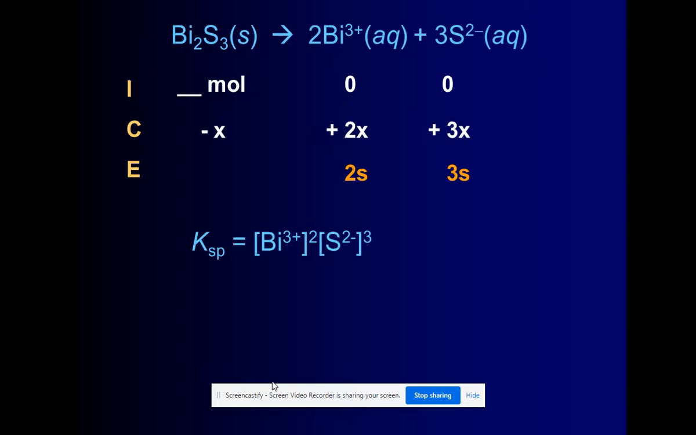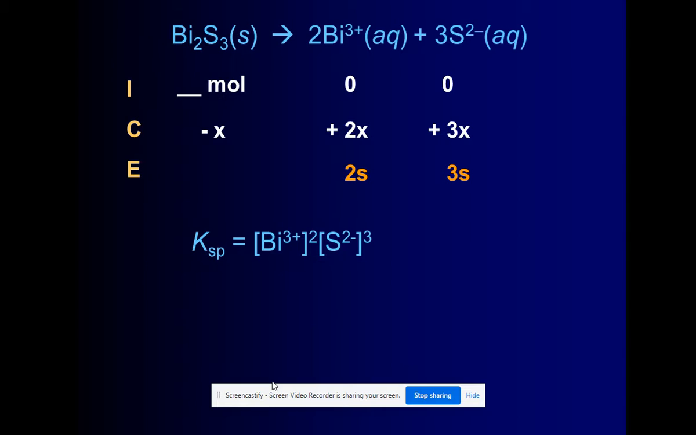Now, if I was going to write the Ksp expression for this particular reaction, again, it's products over reactants. Each ion that's present or gas would be included in your equilibrium expression, raised to its coefficient. Solids and liquids do not get included, so all Ksp expressions will just be whatever the product ions are raised to their coefficients.